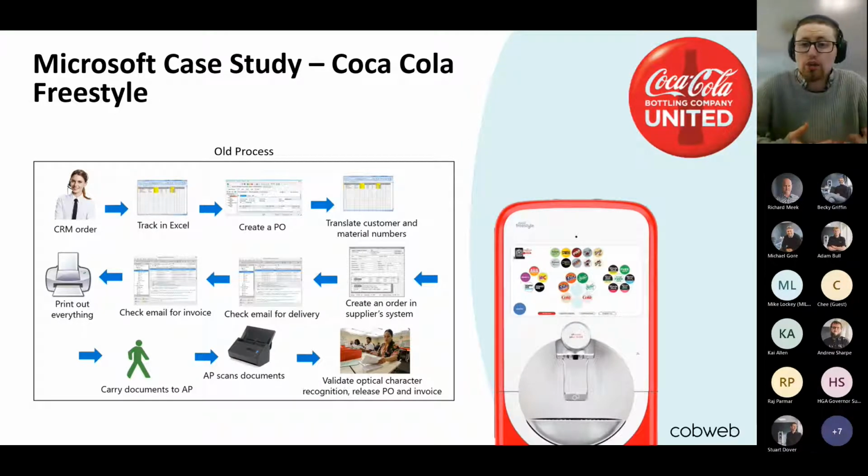As you can see on the left-hand side screenshot held within the slide deck, you can see Coca-Cola's old process. It would go through the CRM order. It would then be tracked in Excel. It would then go to a PO, translated customer and material numbers. They would then create the order in the supplier system, check email for delivery, check for the invoice, print everything out, carry the documents to AP. AP scans the documents and then validates the optical character recognition, releases the PO and the invoice.